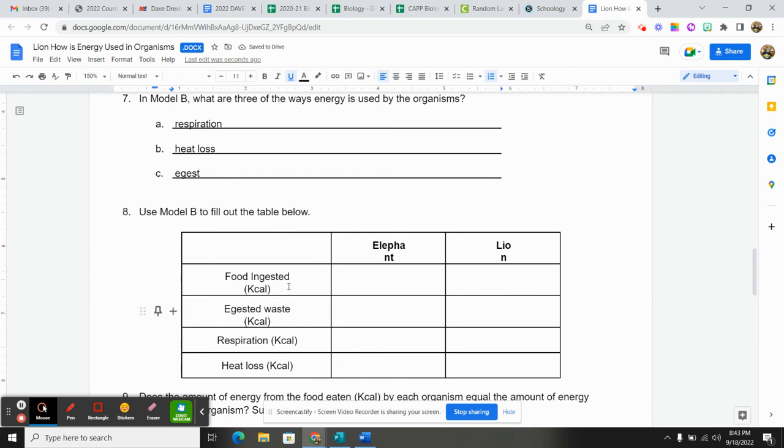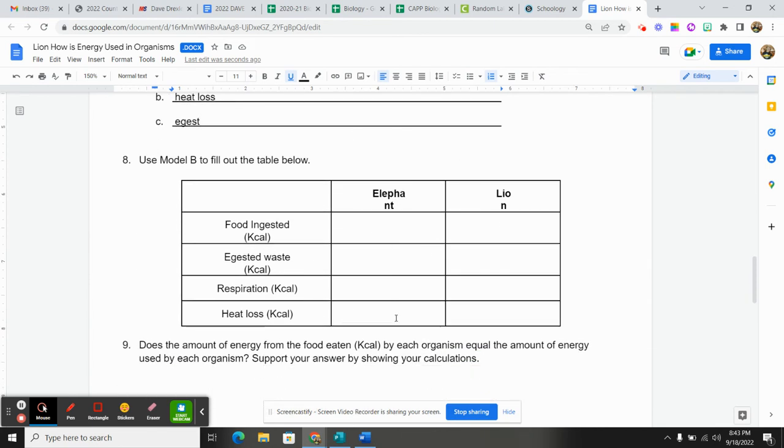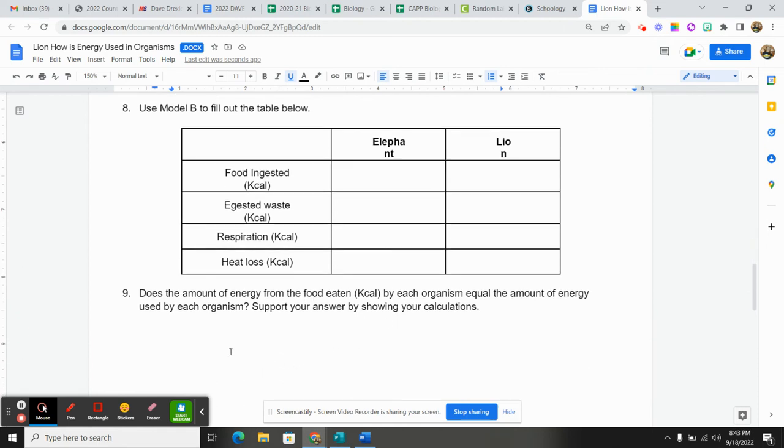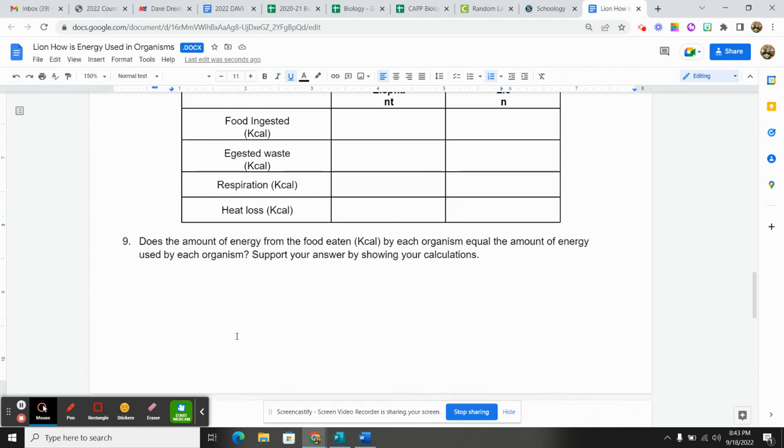Okay. So now what you guys can do is fill this chart out so you can grab those numbers from the table up above. And does the amount of energy from the food eaten in calories equal the amount of energy used? You should be able to figure that one out on your own and support that with your calculations from above. So now I want you to go on and try the next page. So pause the video and then we will go over the answers.